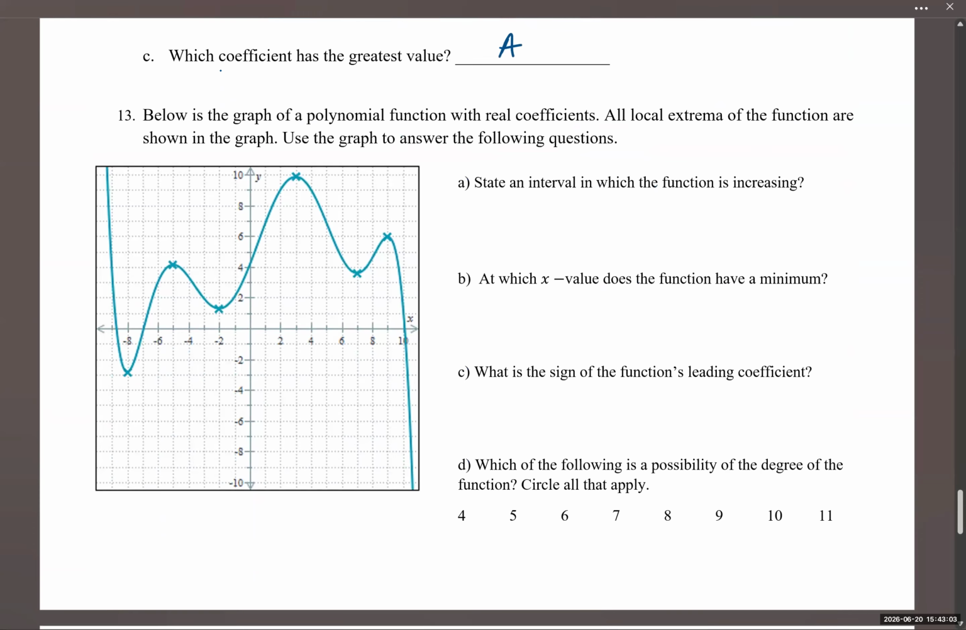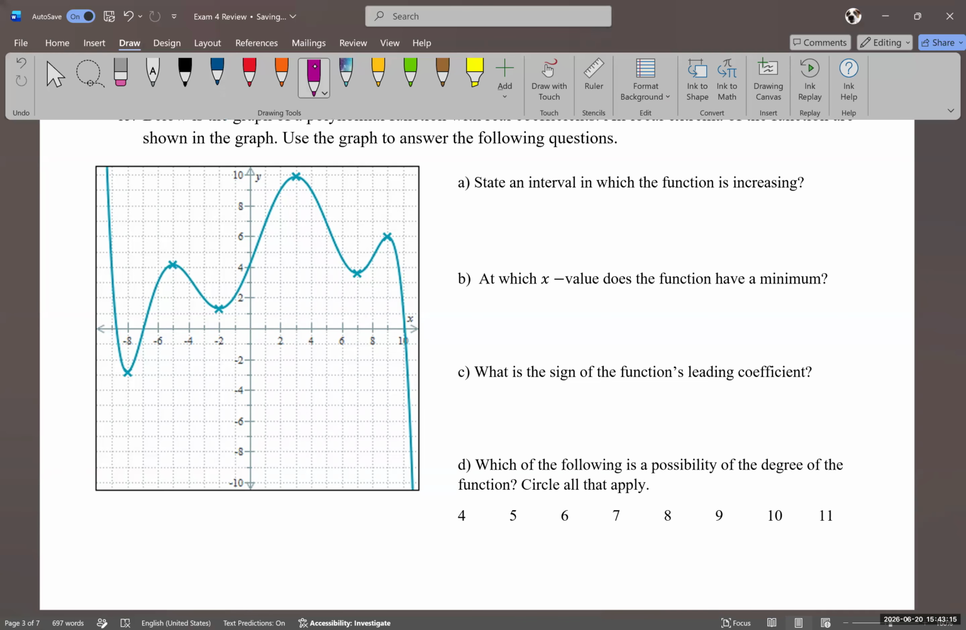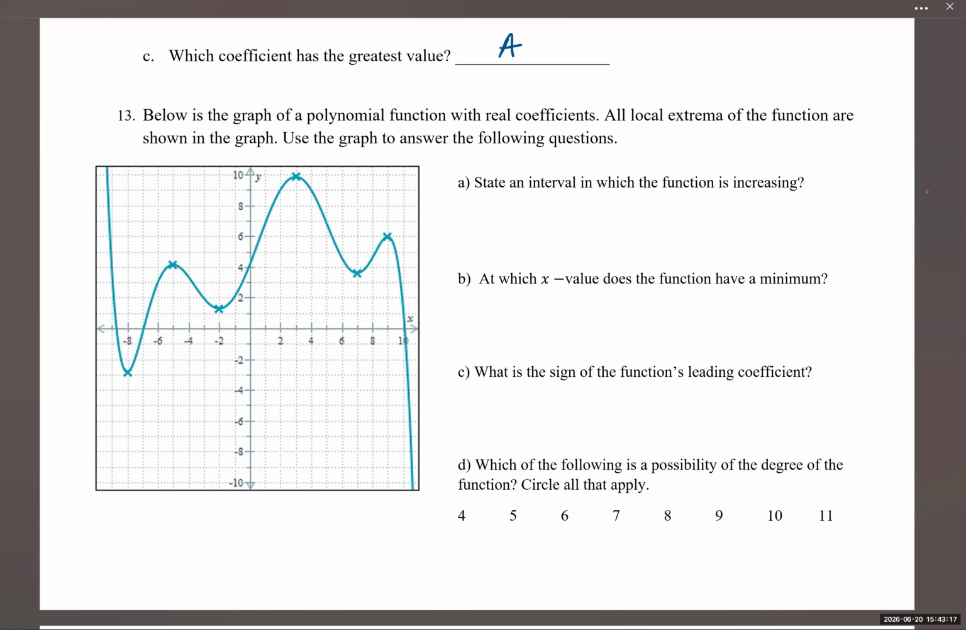Another graph of a polynomial, and we need to analyze it. So part A is state the interval, an interval. We'll list all the intervals in which the function is increasing. I think it's more beneficial on that one. So all intervals on which the function is increasing.